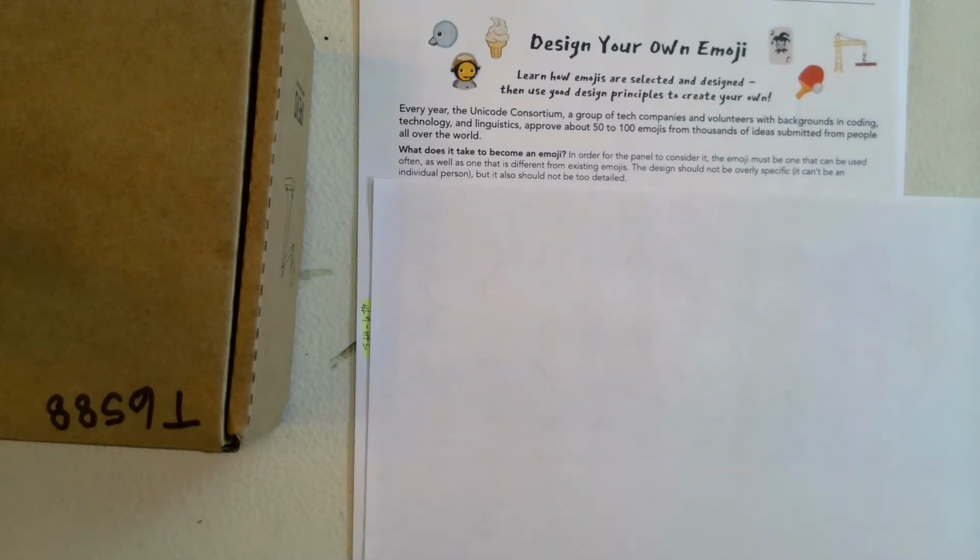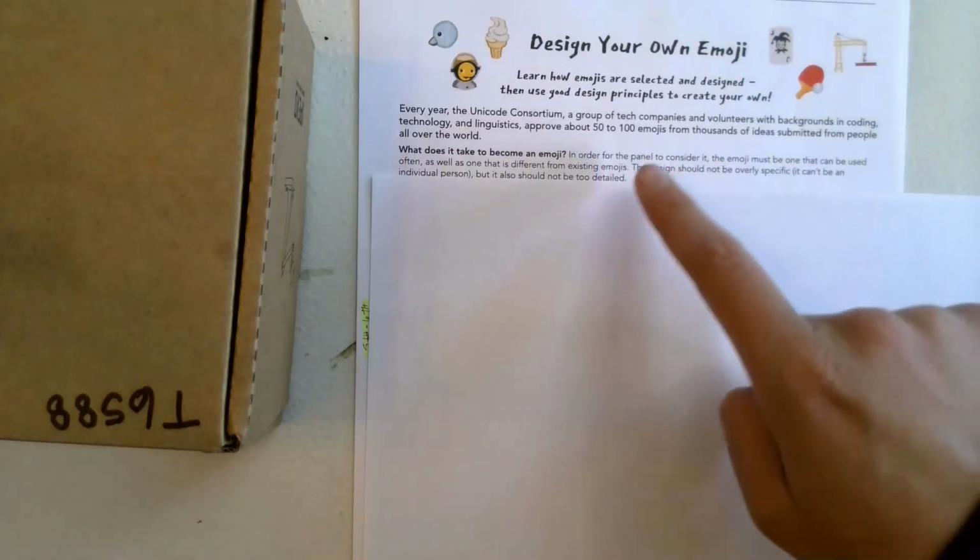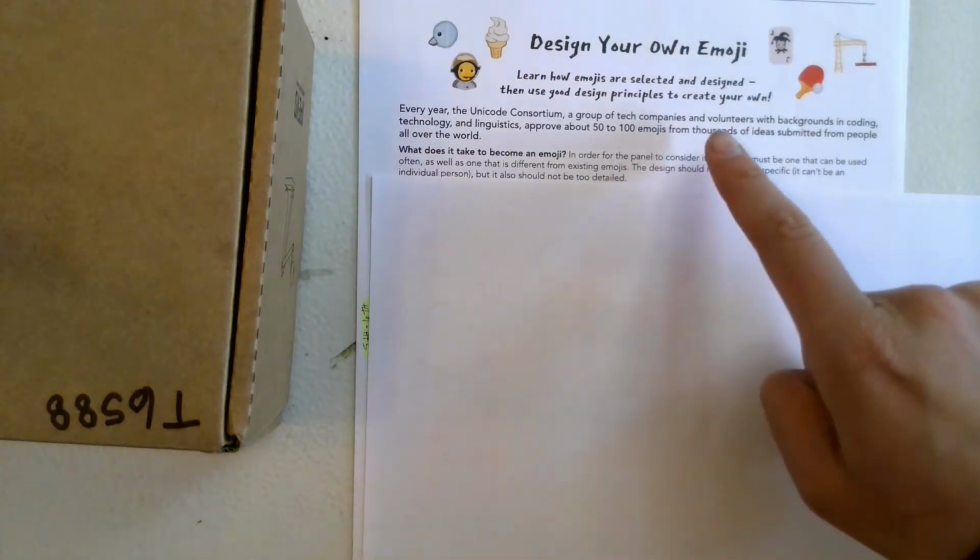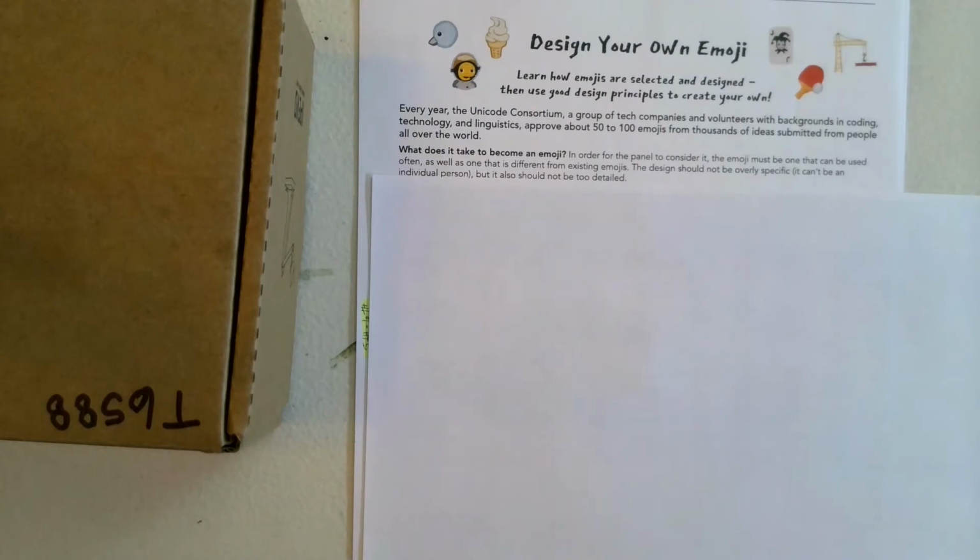Okay, so every year the Unicode Consortium, a group of tech companies and volunteers with backgrounds in coding, technology and linguistics, approve about 50 to 100 emojis from thousands of ideas submitted from people all over the world. So if you get a good idea for an emoji and you want to even submit it, they might choose yours and you might actually be able to use it.